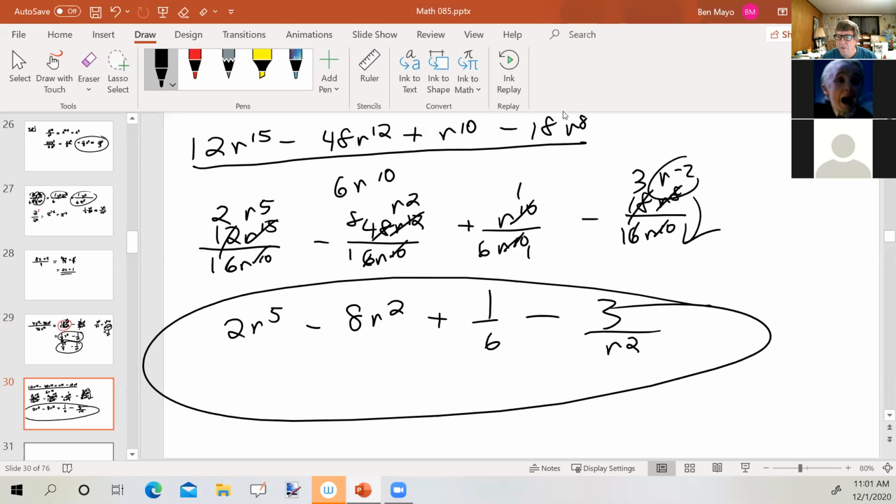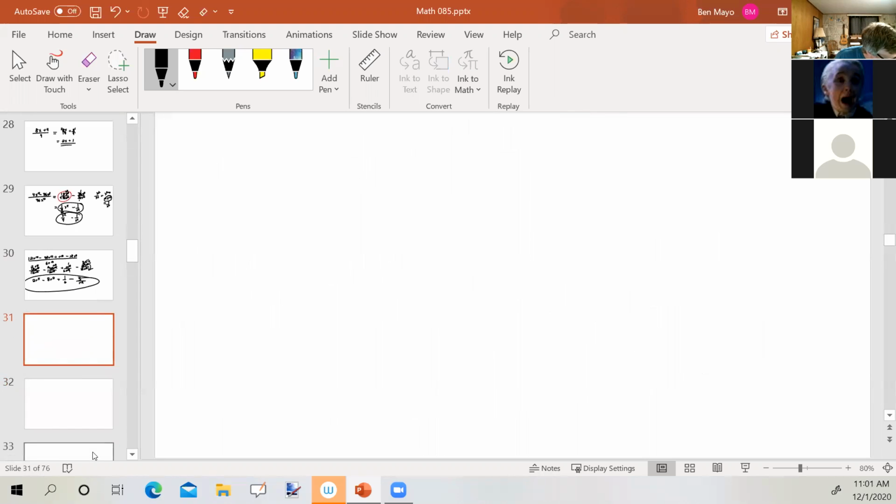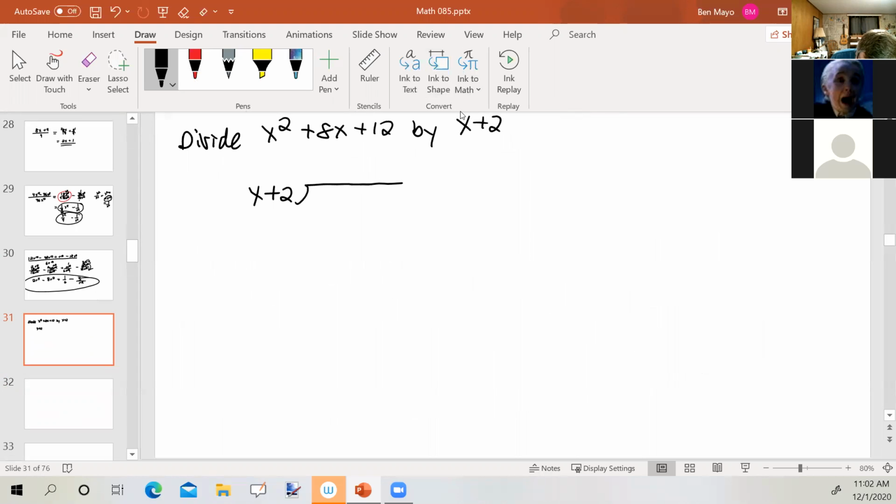All right, now we're going to look at dividing a polynomial by a polynomial. So let's say it says to divide x squared plus 8x plus 12 by x plus 2. So the x plus 2 is the divisor. It goes on the outside. The x squared plus 8x plus 12 is the dividend. It goes on the inside.